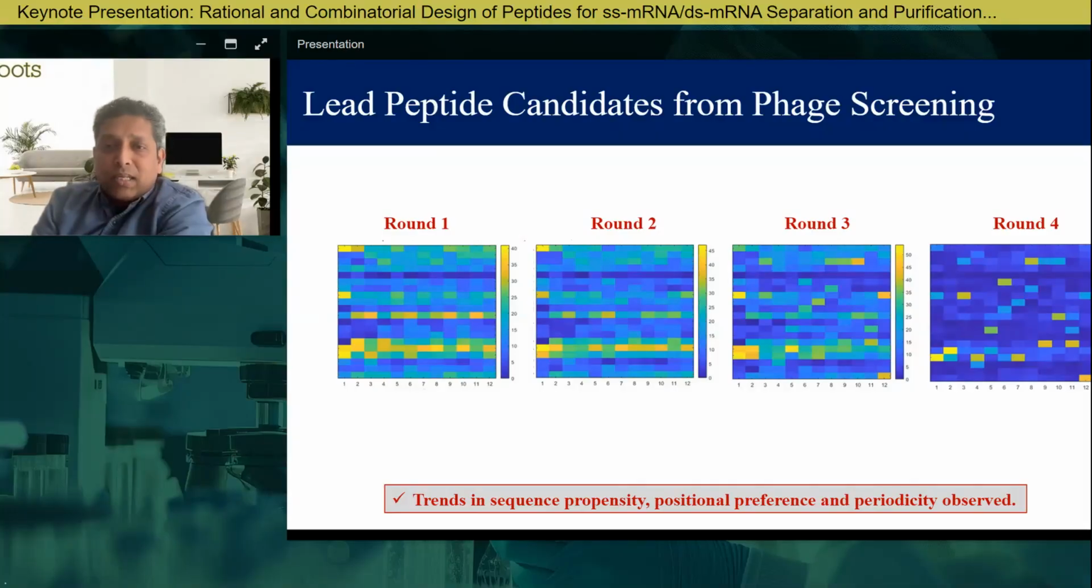And what that tells us is trends. What kind of trends are we seeing in sequence propensity, in positional preference, and more importantly, is there a periodicity? Remember, these ligands are binding to a molecule that is helical, that has its own periodicity of nucleotides. And so this is not entirely surprising, but being able to point out what that periodicity looks like and for what amino acid really gives us some good design heuristics.